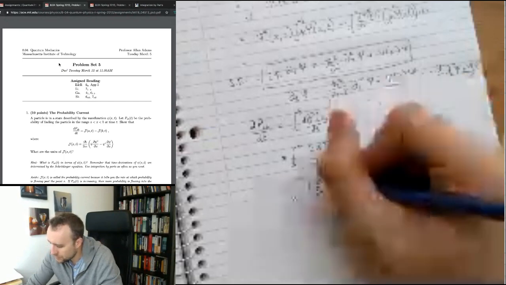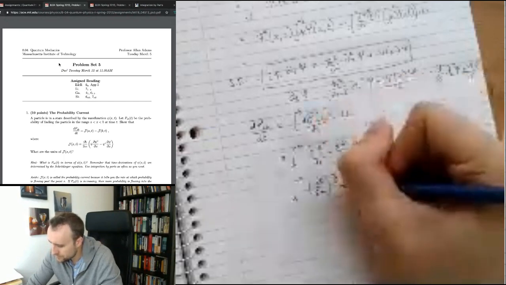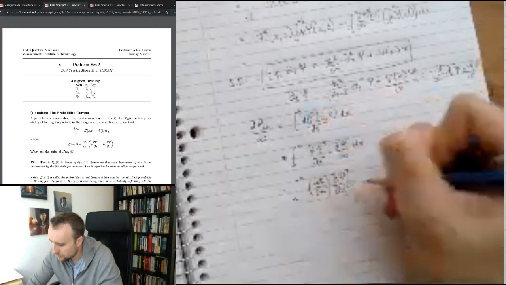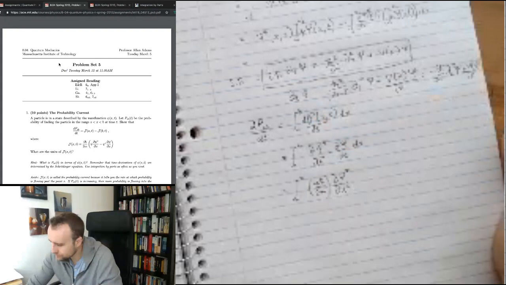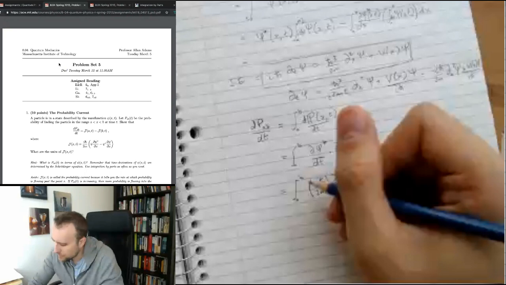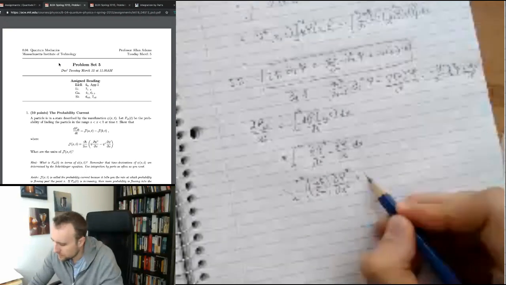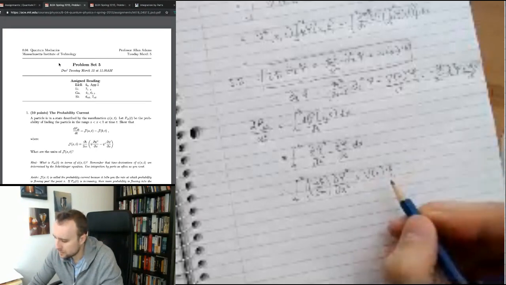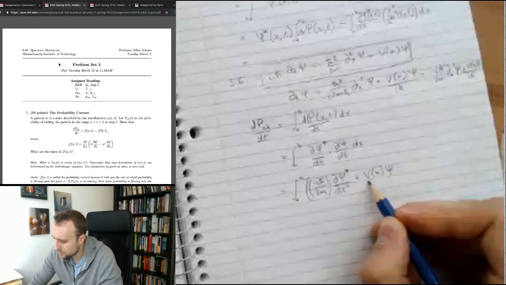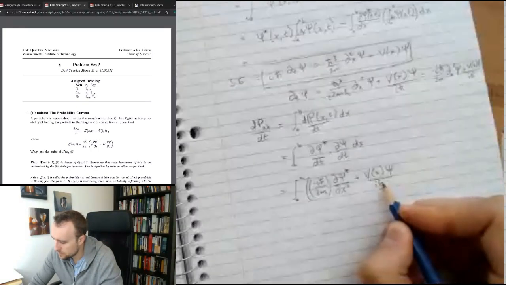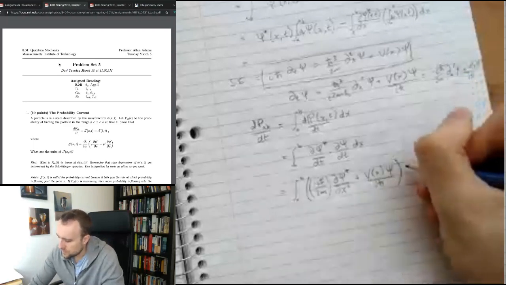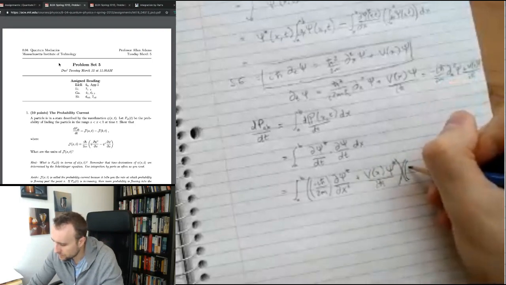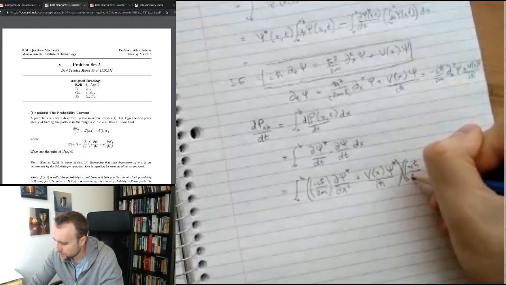Minus i h bar over 2m d psi star d x squared. Plus, let's get the conjugates there. And then we have the same thing here. Minus i h bar over 2m.